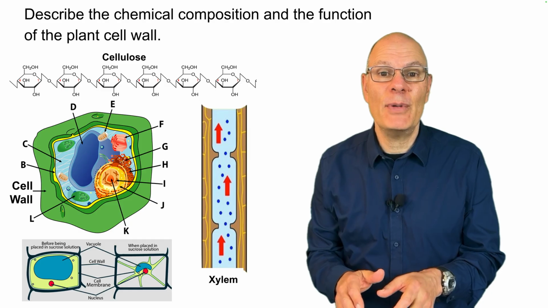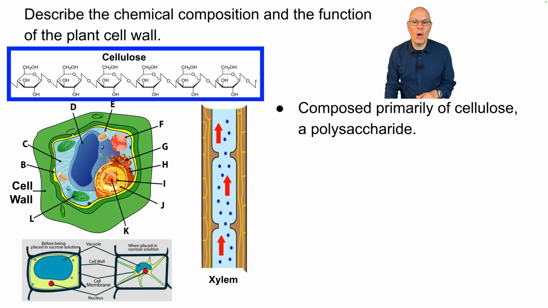Describe the chemical composition and the function of the plant cell wall. The cell wall is composed primarily of cellulose, which is a polysaccharide.